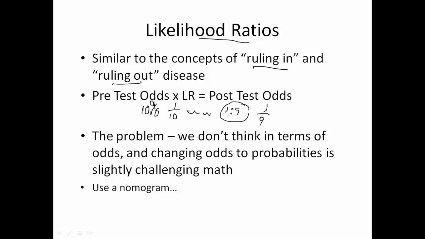So 1 to 9 odds, you multiply it by the likelihood ratio, and you get post-test odds. The problem is we don't think in terms of that, and there is a whole calculation for taking probabilities, converting them to odds, multiplying by a likelihood ratio, getting post-test odds, and converting back to probabilities. That's too much math, so we use something called a nomogram.